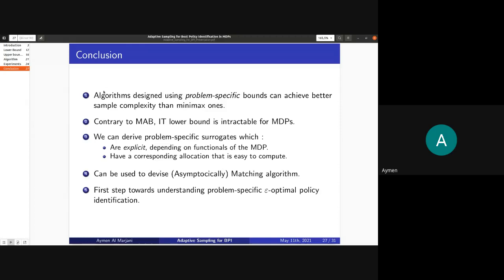The second conclusion is that, contrary to the bandits, the information-theoretic lower bound is intractable for MDPs. But we can derive problem-specific surrogates which are explicit and have easy to compute optimal allocation. And this in turn can be used to derive an algorithm that matches this surrogate upper bound up to some constant. This work was the first step towards understanding problem-specific epsilon optimal policy identification.